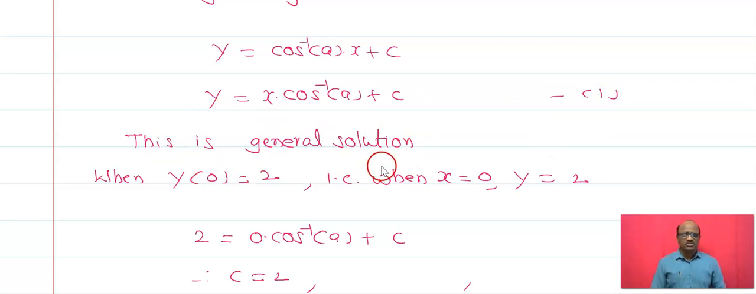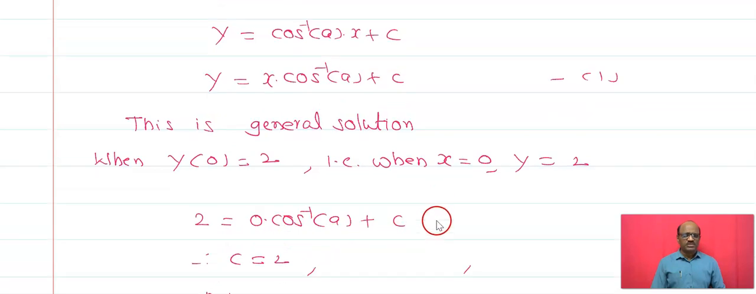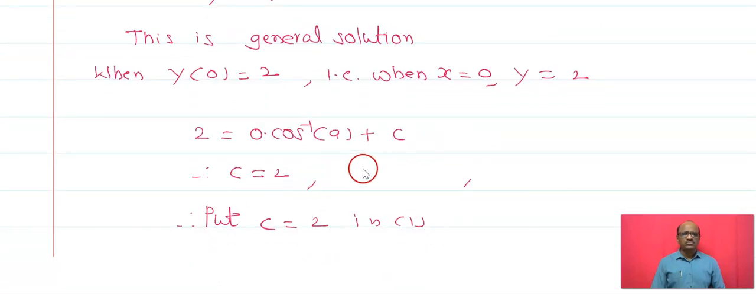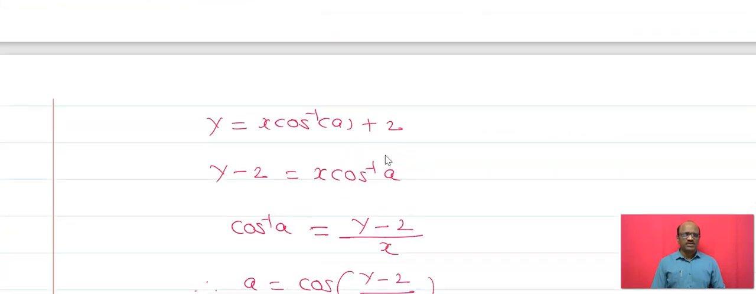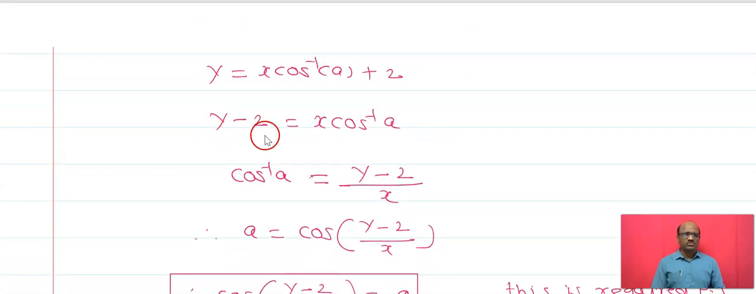This is the general solution. When y(0) is 2, it means x equals 0 and y is 2. Therefore, substitute y equals 2 and x equals 0. That is 2 equals 0 into cos inverse of a plus c, and therefore the value of c is 2. Put this value of c in equation number 1. Then you will get y equals x cos inverse of a plus 2, and therefore y minus 2 equals x cos inverse of a.